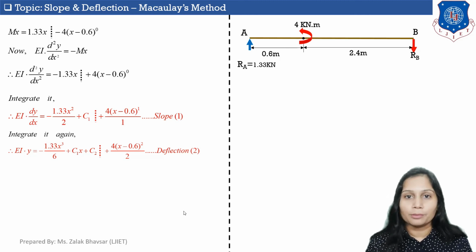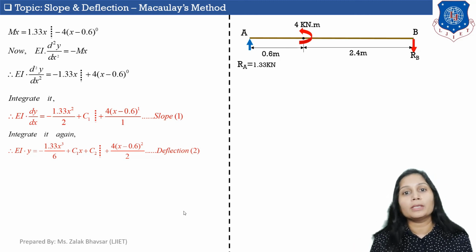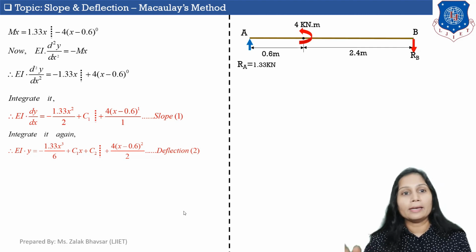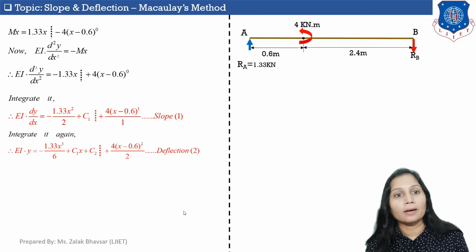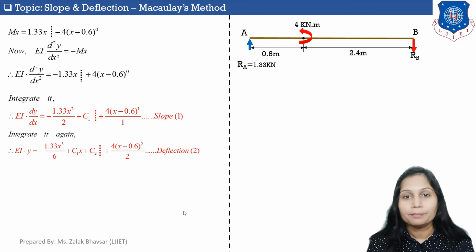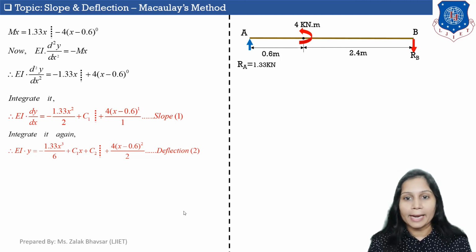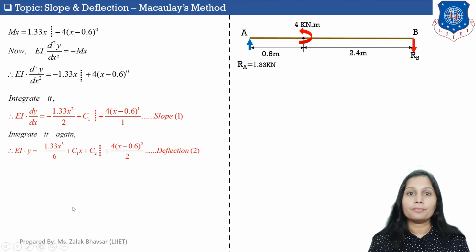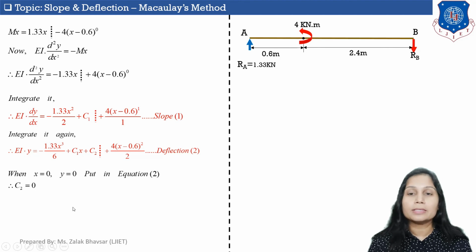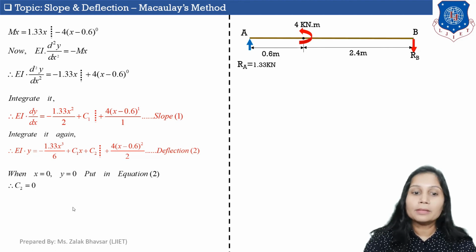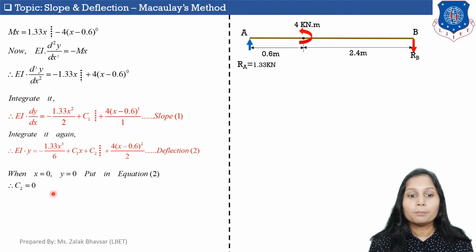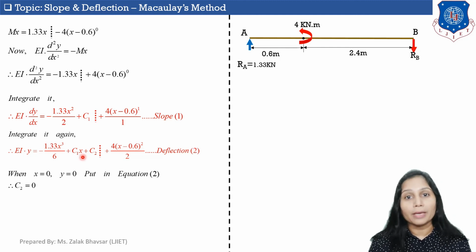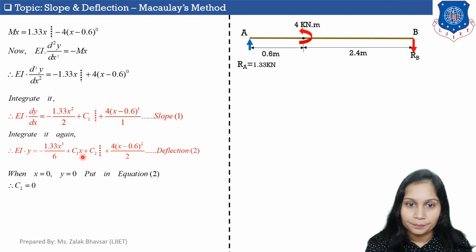And for a simply supported beam, we know that at both extreme ends, meaning at x is equal to 0 and x is equal to L, in our case L is equal to 3, at both the ends we get deflection equal to 0. So let's apply the first boundary condition, which is x is equal to 0, then y is equal to 0. Put this value in equation number 2, then we will get the value of C2 is equal to 0.